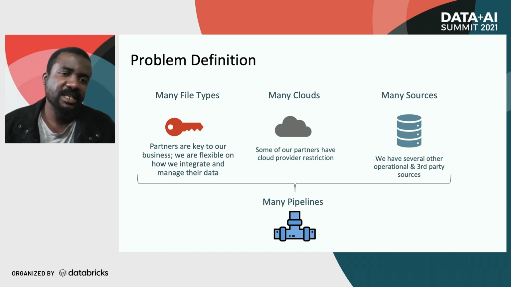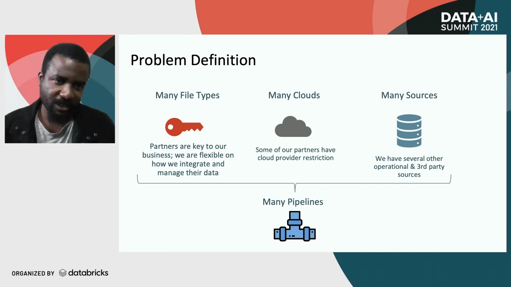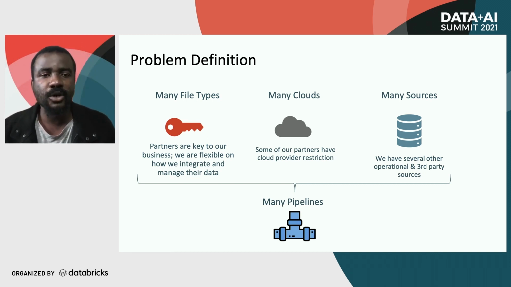So partners are key to our business at Flashfood. We are flexible on how we integrate and manage their data. Our partners provide us with varying volumes of data. So we have examples of some partners providing us with terabytes of data, others providing us with gigabytes of data and megabytes. So data comes in at different volumes. And this data also varies in shape, dimensionality, velocity, and delivery.